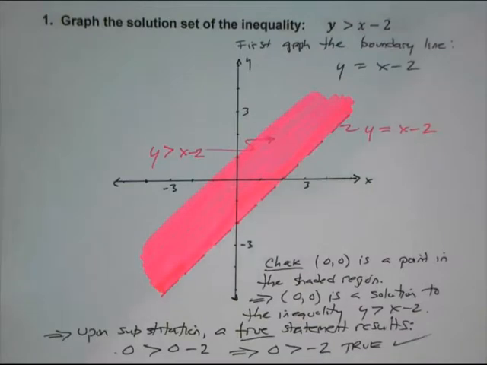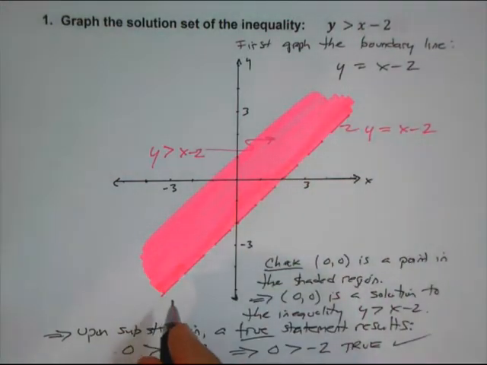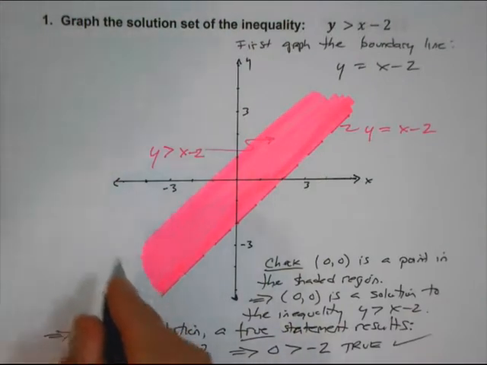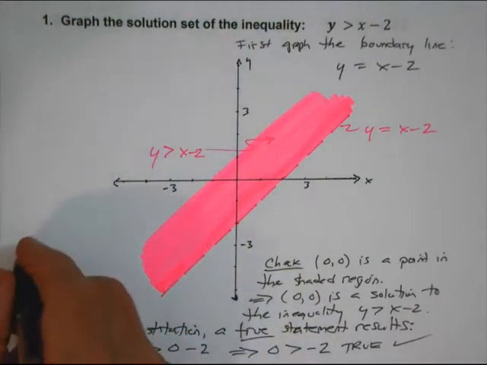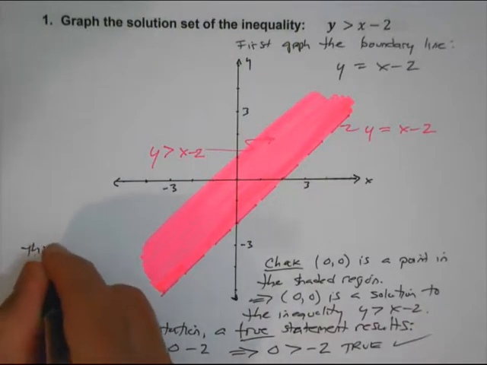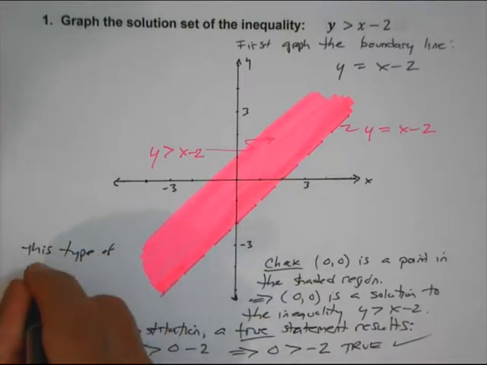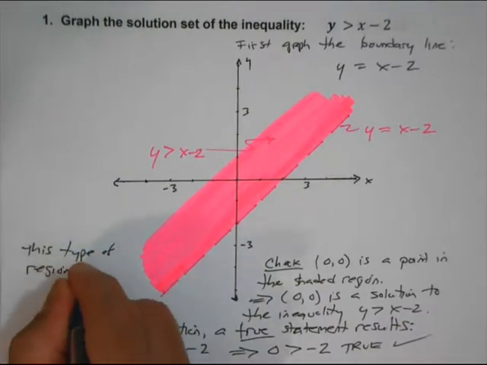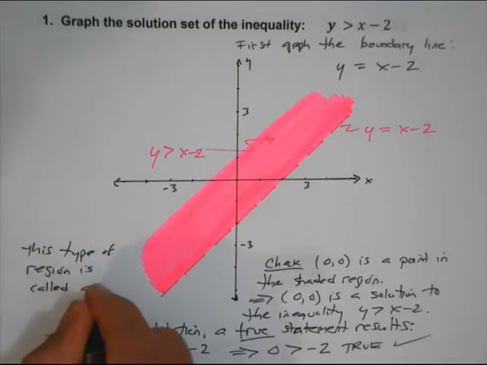By the way, a little vocabulary here. This kind of region where you have a straight line boundary and everything to one side shaded, this kind of region is called a half plane. So let's be sure we know that. This type of region is called a half plane.